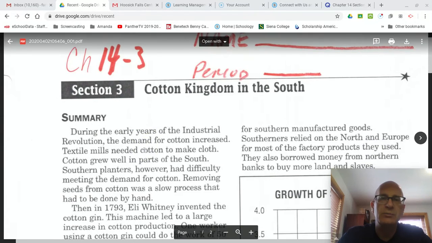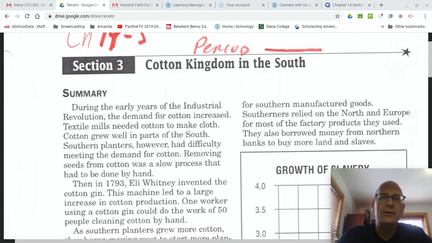Look at Cotton Kingdom of the South. During the early years of the Industrial Revolution, the demand for cotton increased. Textile mills needed cotton to make cloth in the North, and cotton grew well in parts of the South. Southern planters, however, had difficulty meeting the demand for cotton. Removing seeds from cotton was a slow process that had to be done by hand. It was a very difficult process.